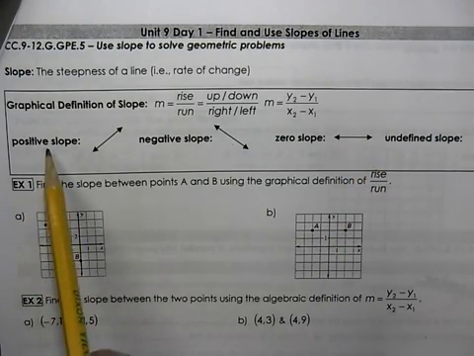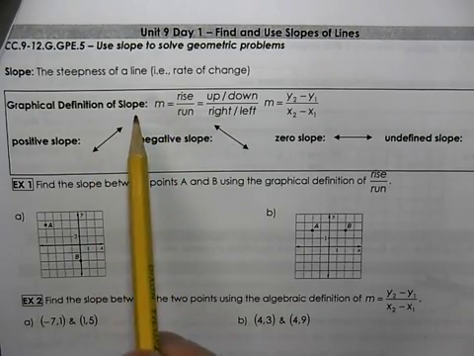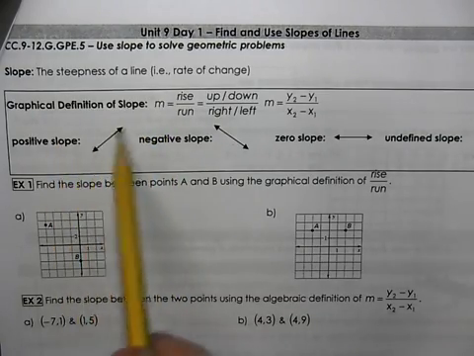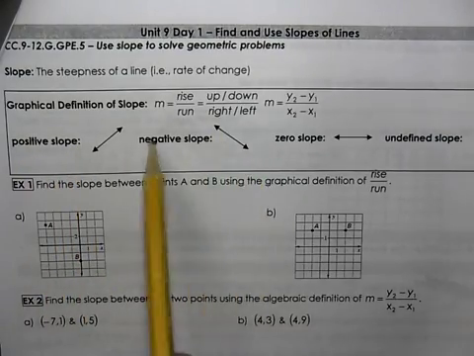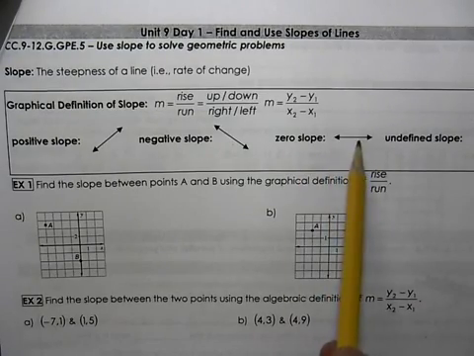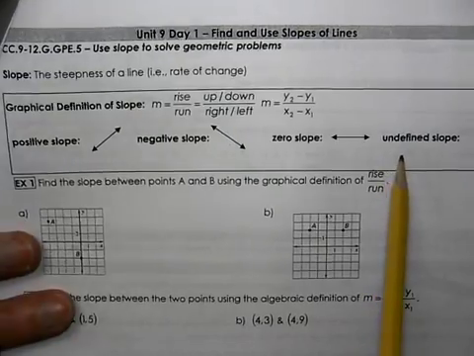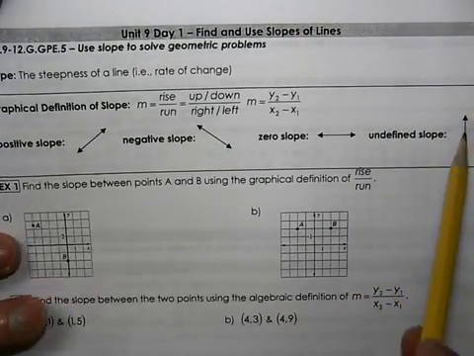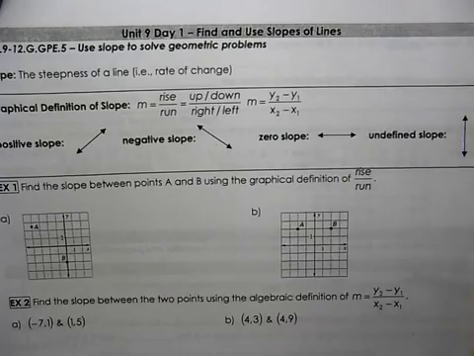When we think about slopes, we always consider them going to the right. When it increases to the right, it's positive. When it decreases to the right, it's negative. When it's horizontal, flat like the floor, that's considered a zero slope. And when it's vertical, going straight up and down like a wall, that would be considered undefined. We'll experience each of these as we go through.